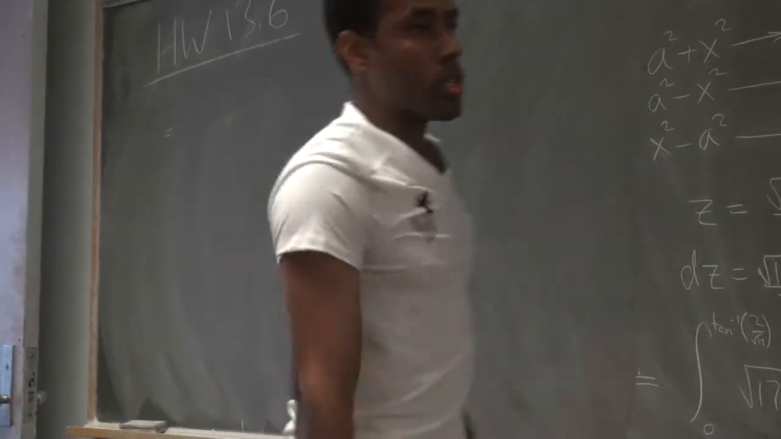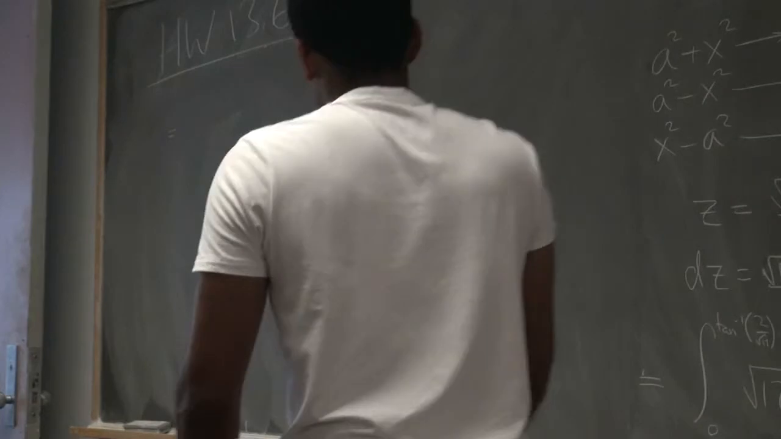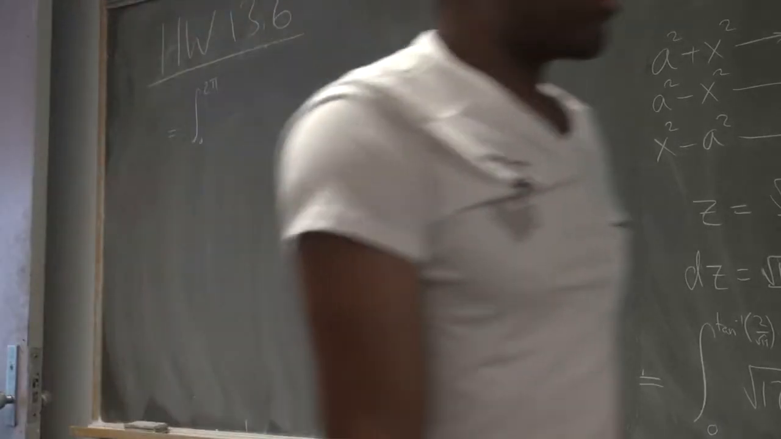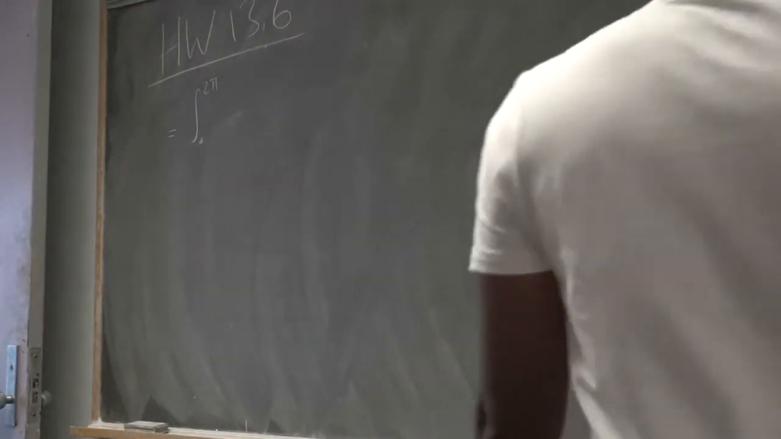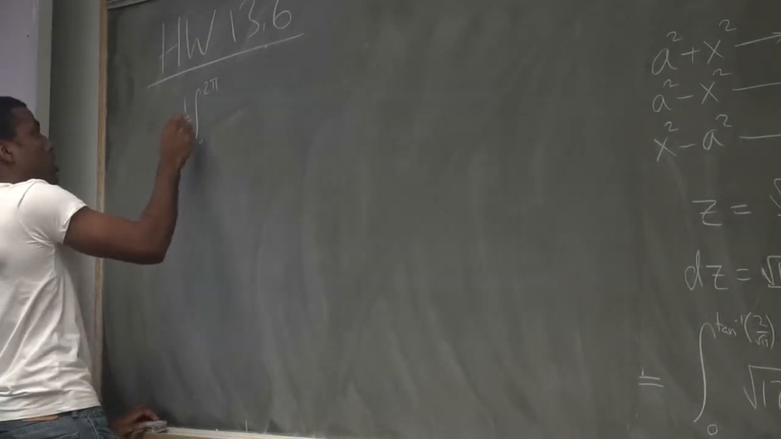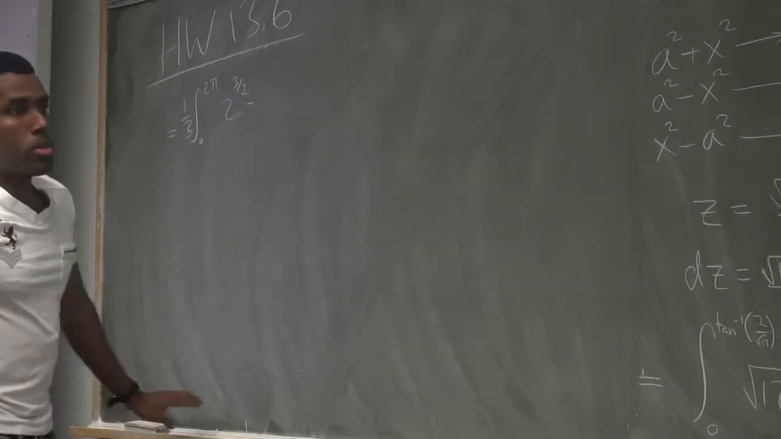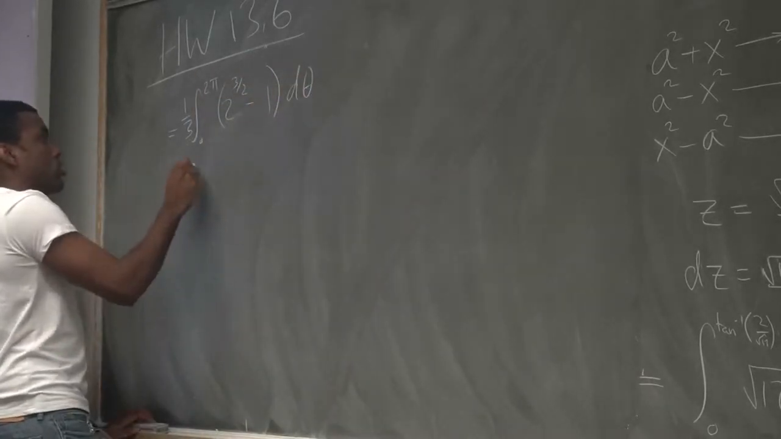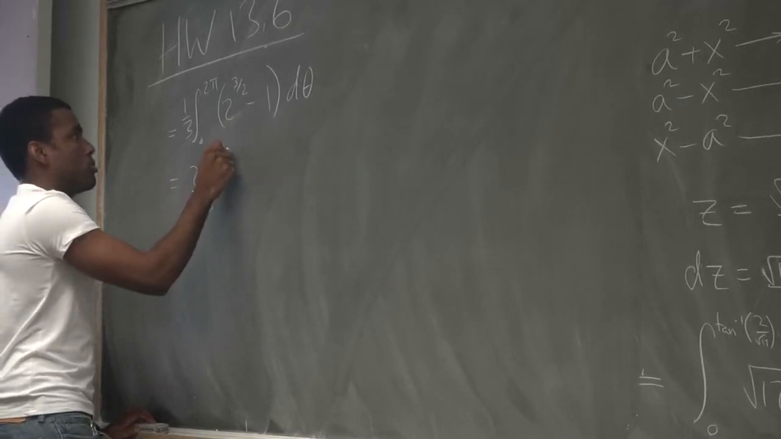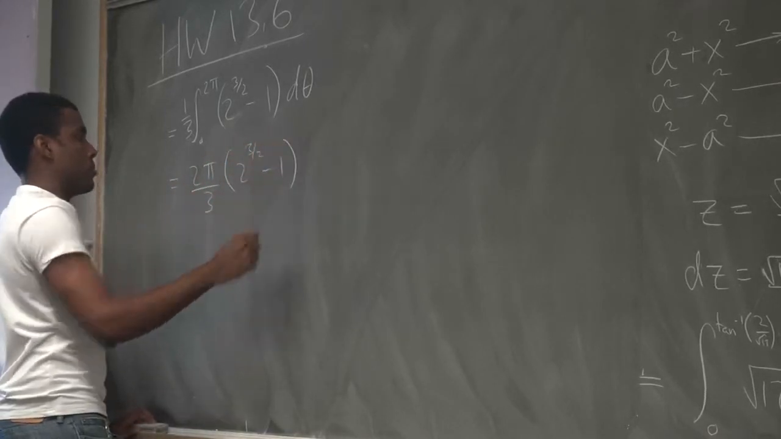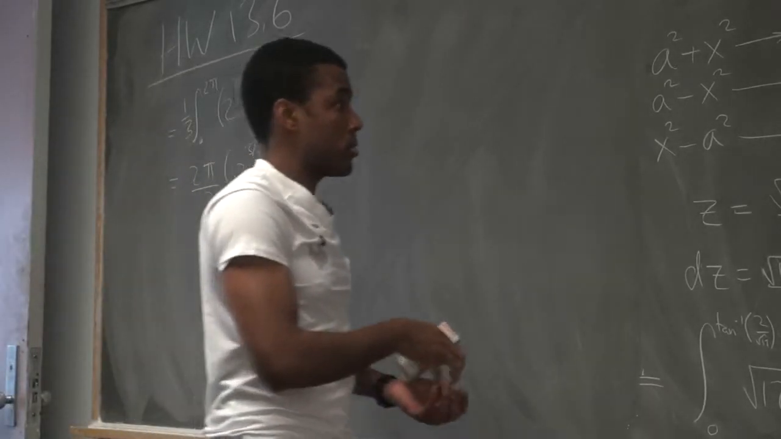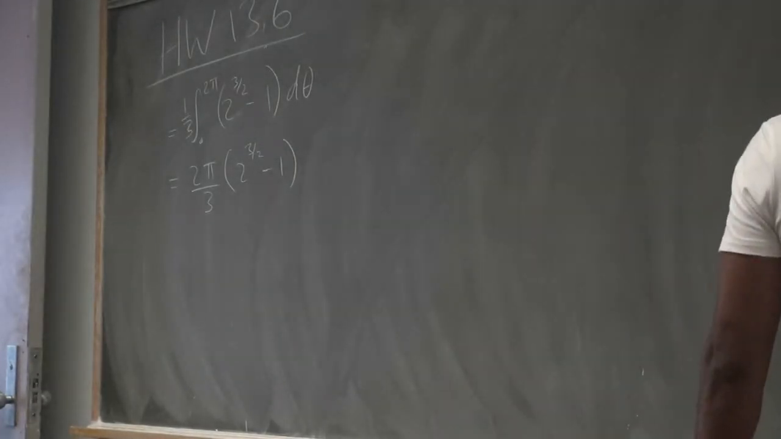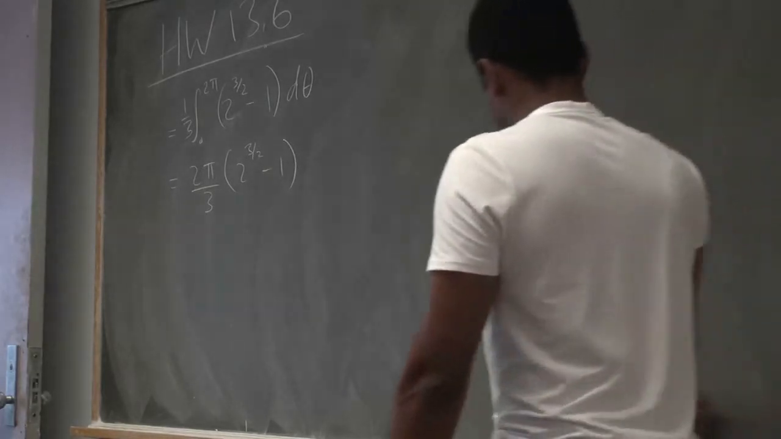Substitution, yes. u equals 1 plus r squared. You finagle with it, you'll get that. So this would be the integral from 0 to 2 pi of, if I plug in 1, I would get 2 to the 3 halves. And if I plug in 0, I just get 1, right? So that's just 2 pi over 3 times that. That's the answer.